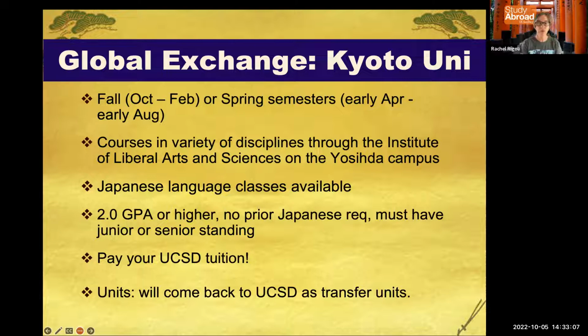So if you go to the Global Exchange page on our website and you click on Kyoto, we link to the course catalog. And they actually offer some STEM classes in the natural sciences. I think they have data science. So take a look at that if that's something that interests you. They do offer Japanese language classes, and there's a lower GPA requirement. You just have to be in good standing here at UCSD. So a 2.0 GPA or higher. You don't have to have studied Japanese.